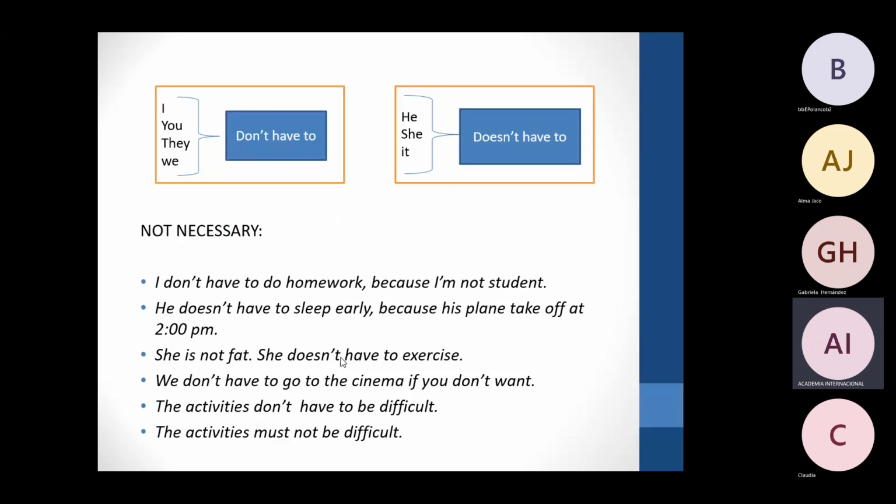Y aquí está lo que le decía. Cuando es negativa, es cuando algo no es necesario. Not necessary. ¿Y cómo lo hago negativa? Solo el don't have to, doesn't have to en tercera persona. Es como el presente simple, prácticamente. Ahora, let me see.